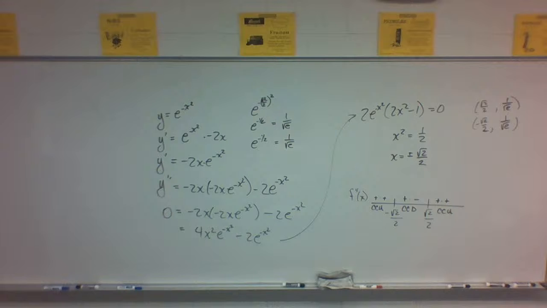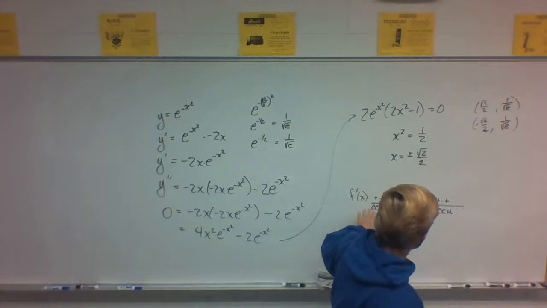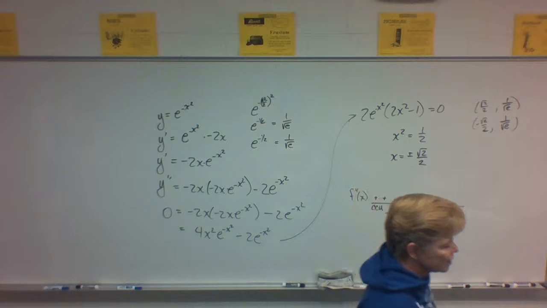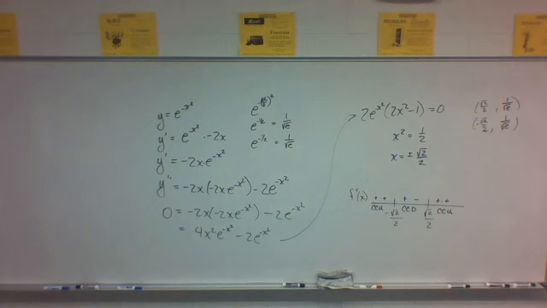Okay, ready to move on? Catch all of that information there? Sign charts, when you do the second derivative, do not produce increasing and decreasing. It's concave up, concave down. And when there's a change in concavity, you have an inflection point. That's what we were asked to find.